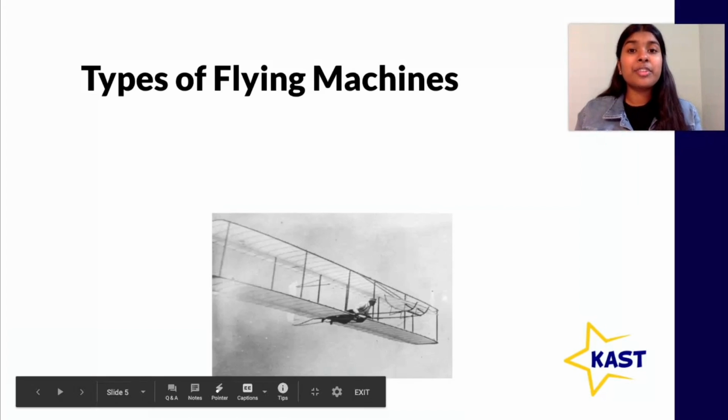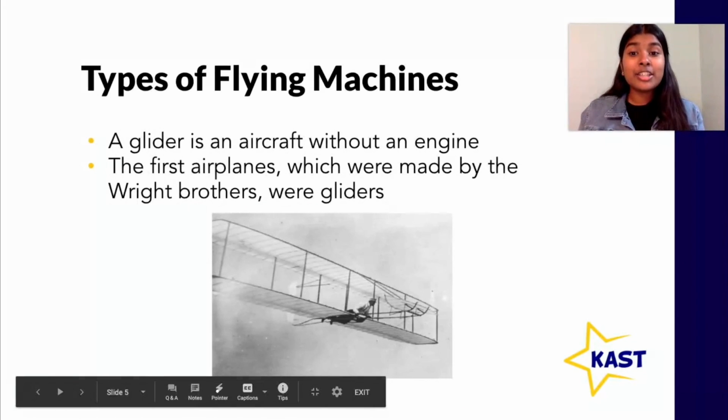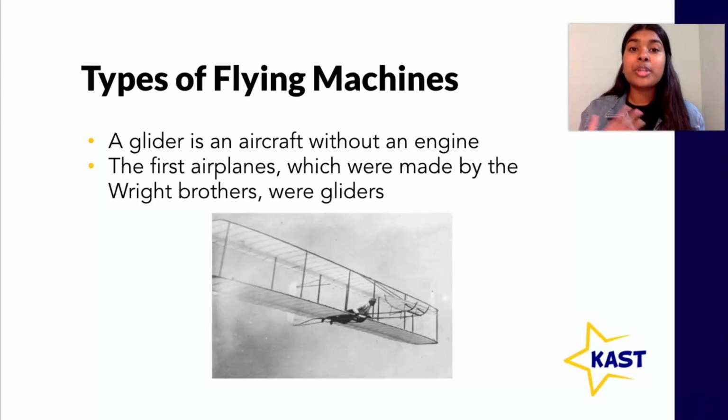Now, types of flying machines. A glider is actually an aircraft without an engine. The first ever planes, like previously discussed, were made by the Wright brothers, and they were gliders.